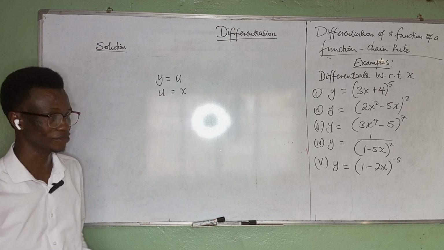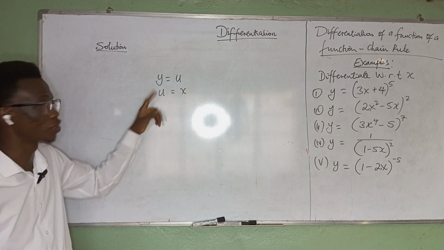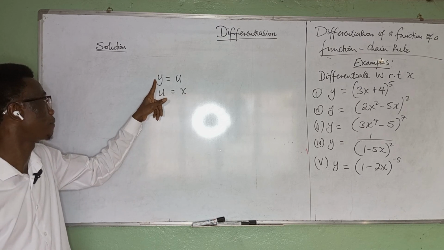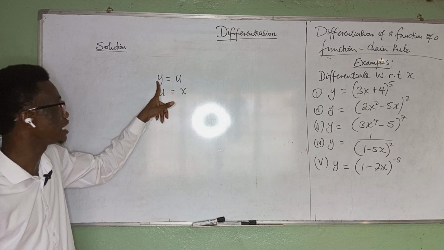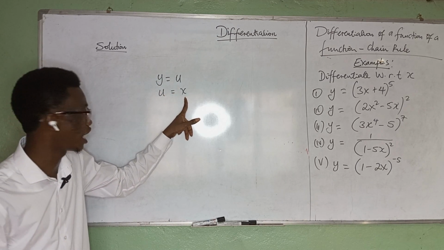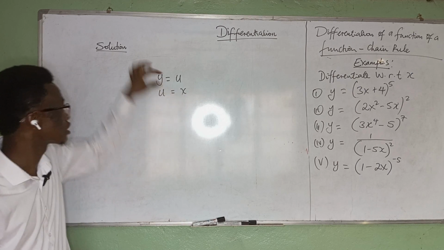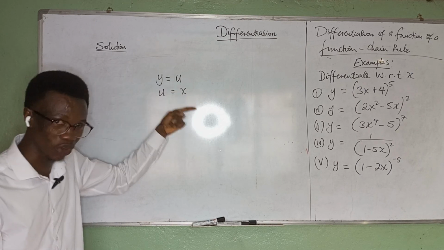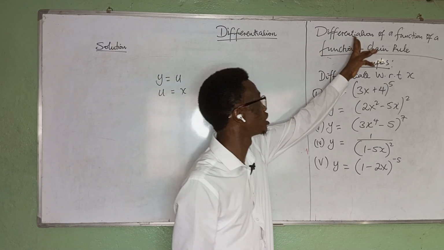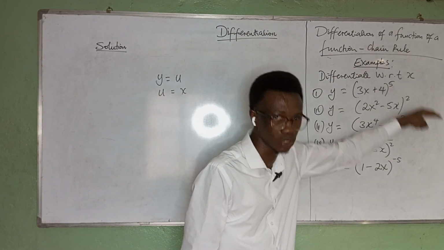You don't get it? Okay, let me just explain again. Let's say from the board here, if y is a function of u and u is a function of x, it means that y is a function of x. And that's where this one comes in: differentiation of a function of a function.